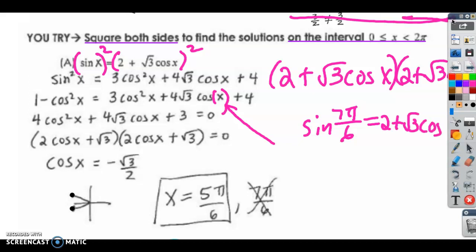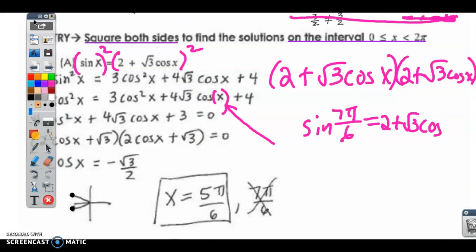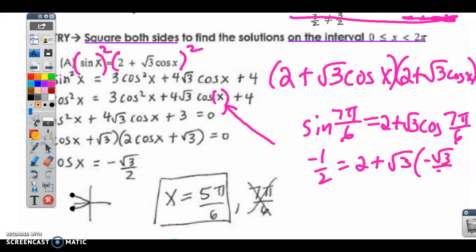of, shoot, why did I move this back over here? Come on now. Of 7 pi over 6, right? So I'm going to get negative 1/2 equals 2 plus root 3 times negative root 3 over 2. So I'm going to get negative 1/2 equals 2 minus, wait, yeah, no, that's going to be not a root 3. It's going to be just a 3, right? Root 3 times root 3.